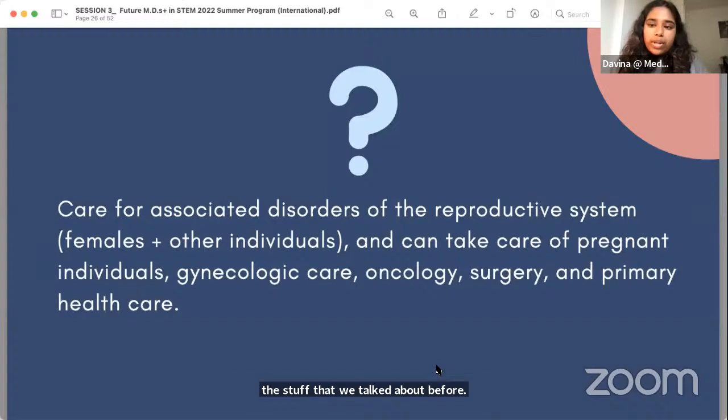All right, so another medical specialty involves caring for associated disorders of the reproductive system for females and also other individuals. They can take care of pregnant individuals, provide gynecologic care, oncology care, surgery care, and private personal healthcare and primary healthcare as well.